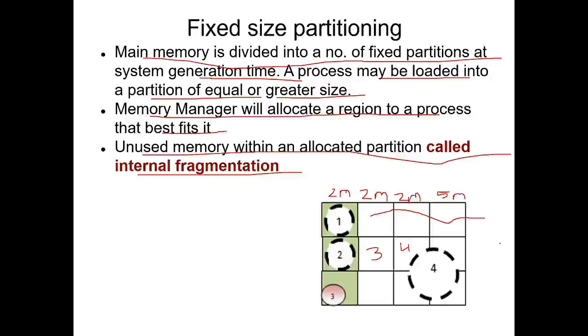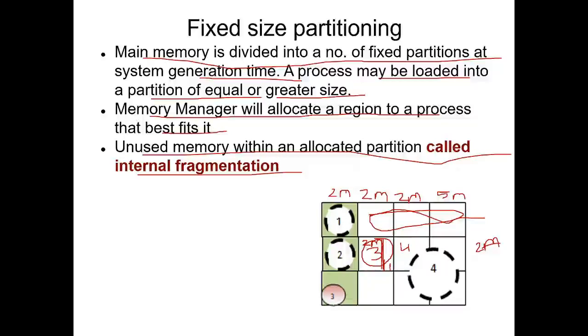Now suppose one process has come with 2 MB, and all other blocks are occupied. These blocks are already occupied. Now this block is free. That process needs 2 MB and this block is of 3 MB, so you can allocate this block to the process with 2 MB. When 2 MB is occupied, 1 MB will be free from this block. So 2 MB is occupied and 1 MB is still remaining here.